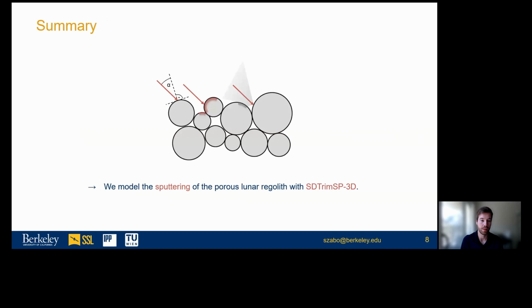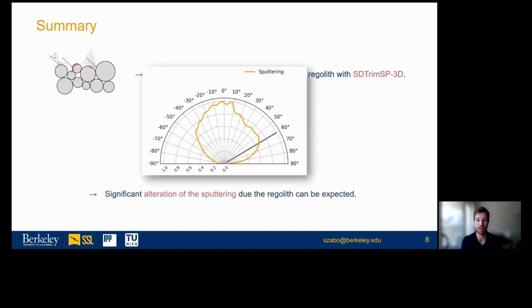Now, to summarize my presentation, we are working on modeling the sputtering of the lunar regolith, specifically accounting for the 3D structure of the porous regolith grain stacking. And we find significant effects of the regolith geometry, especially in the distribution or emission angles of the sputtered atoms. So there is a significant alteration of how the exosphere gets populated by the fact that we have a porous regolith.